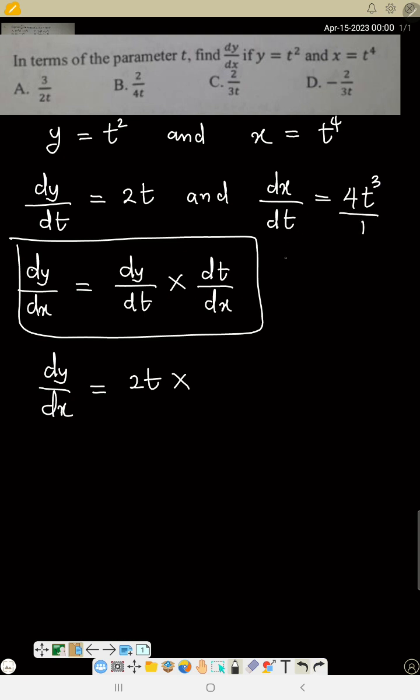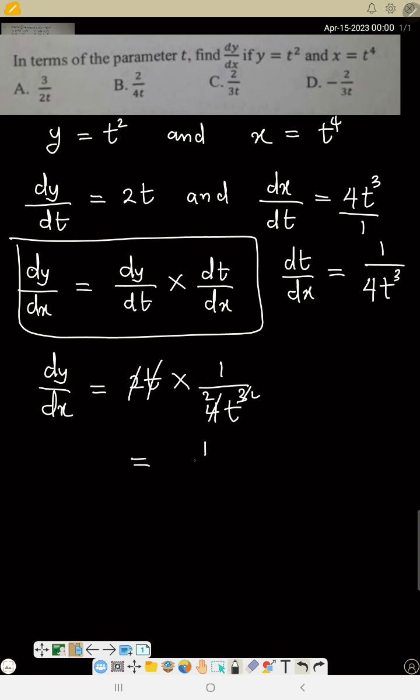This is over 1. Then dt over ds, turn it upside down. That is 1 over 4t raised to power 3. So that will be 2t times 1 over 4t raised to power 3. So the 2 cancels out the 2 here, and one t will go. So my result is 1 over 2t raised to power 2. So that is the answer here. But none of the above. All the options are wrong. So that is the answer.